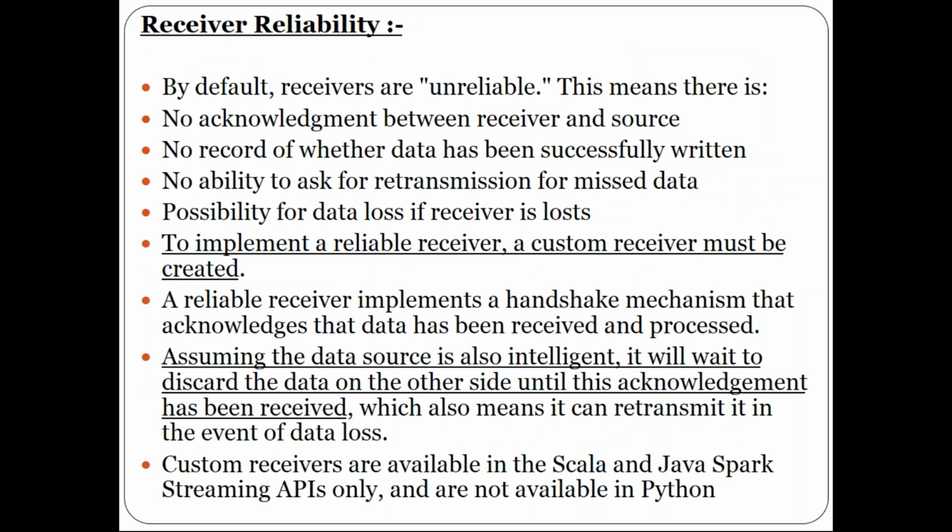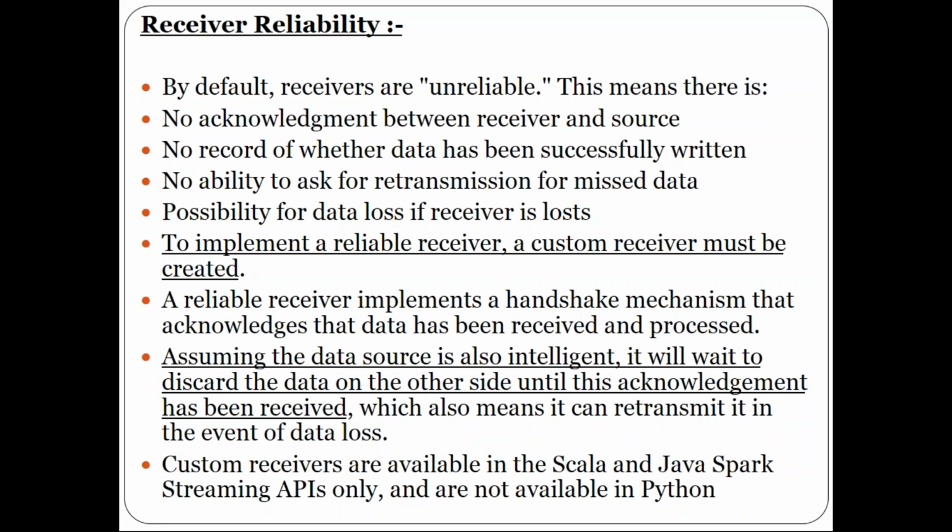Now, I'm going to talk more about receiver reliability. This receiver reliability is telling that by default receivers are unreliable. This means there is no acknowledgement between receiver and source. What is your source? Your source can be your Kafka. Your source can be Flume. Your source can be your Facebook. Your source can be your Twitter.